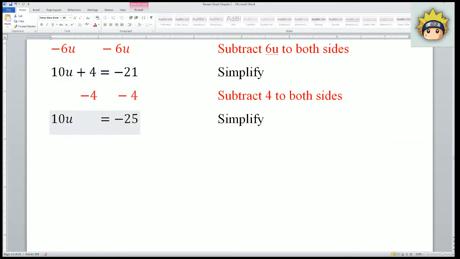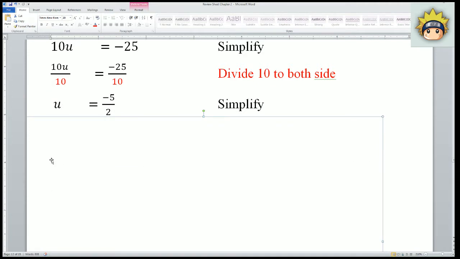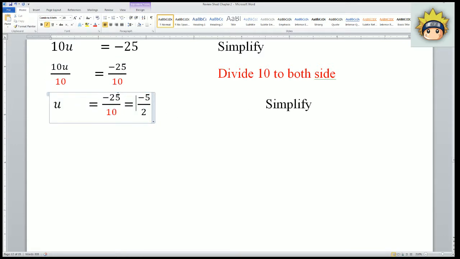After that, I have to divide by 10 on both sides. That's how I get u alone. And simplified, u equals negative 5 over 2. Many of you just see it like this. You could also write it like that. Okay? That would also be an acceptable answer. Negative 25 over 10, which is the same thing as negative 5 over 2.